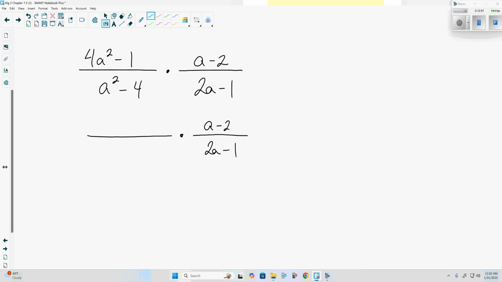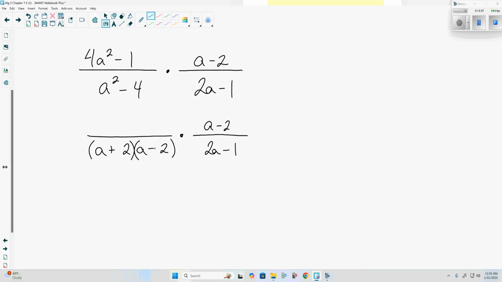Our a minus 2 and 2a minus 1 are simplified. Neither one of those has a greatest common factor, and since the degree is 1 with each one of those, nothing we can do with them. Those are simplified. So now we can look at, say, the a squared minus 4. It is going to be a difference of perfect squares. For our a squared, it's a, and 4 is 2 and 2. And we'd have plus and minus.